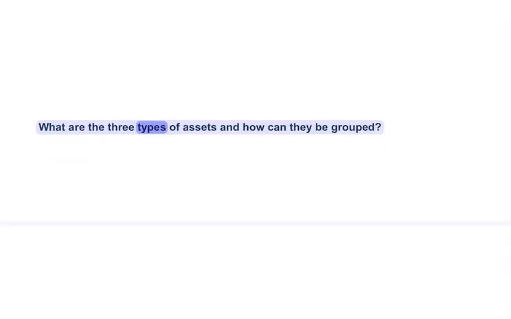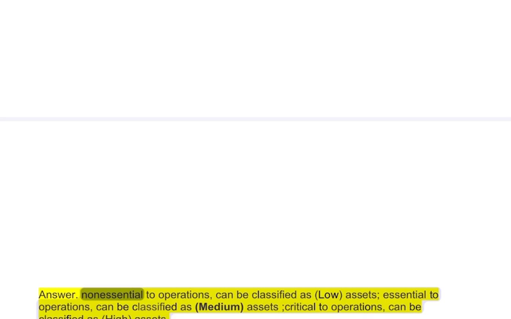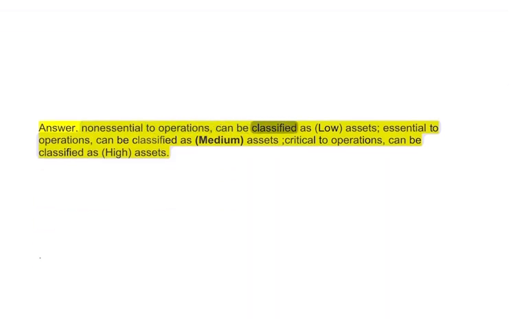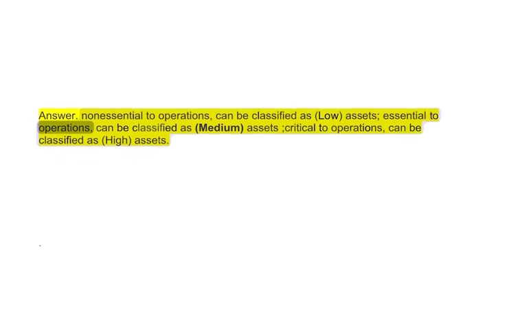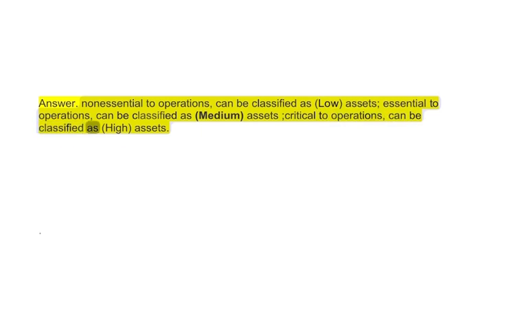What are the three types of assets and how can they be grouped? Answer: non-essential to operations can be classified as low assets. Essential to operations can be classified as medium assets. Critical to operation can be classified as high assets.